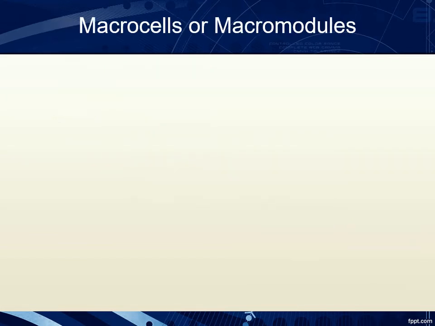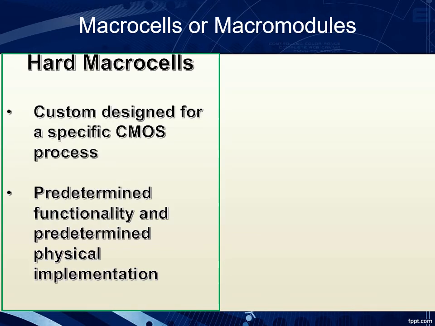In the case of macrocells or macromodules, we have two types of macrocells. We have hard macrocell and the soft macrocell. In a hard macrocell, the performance is maximized for one macrocell only, and that macrocell can only be used with one specific CMOS fabrication technology. They are typically used for memory but are also used for embedded technologies.